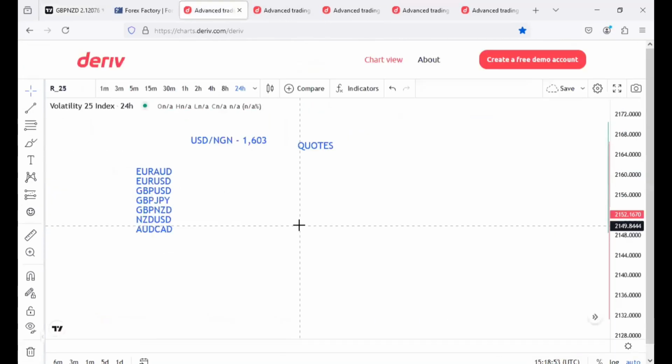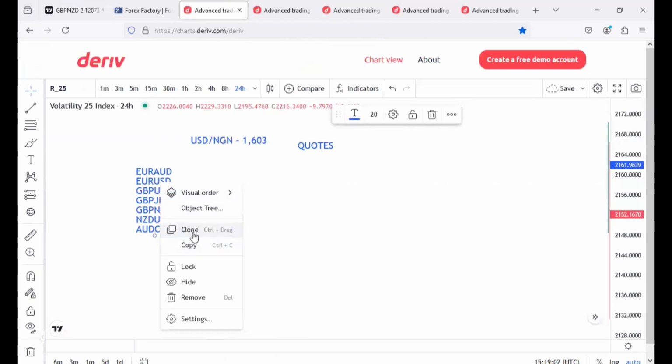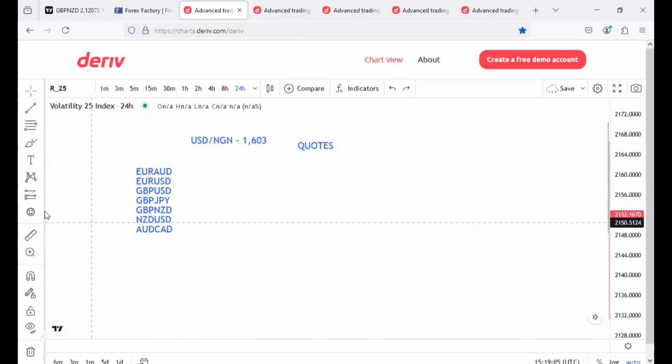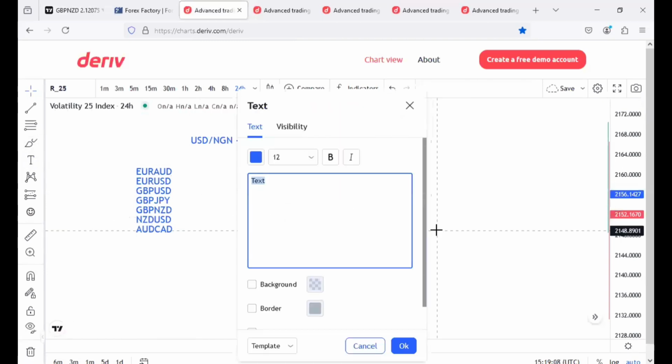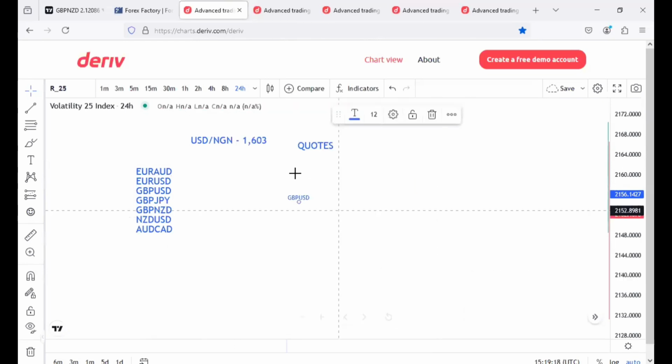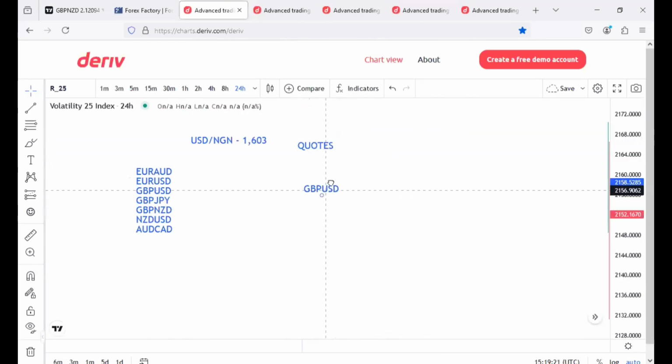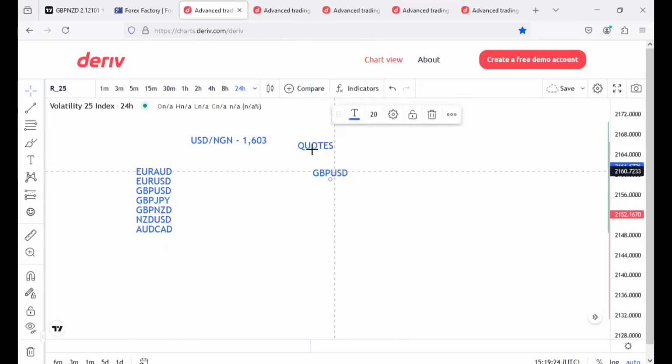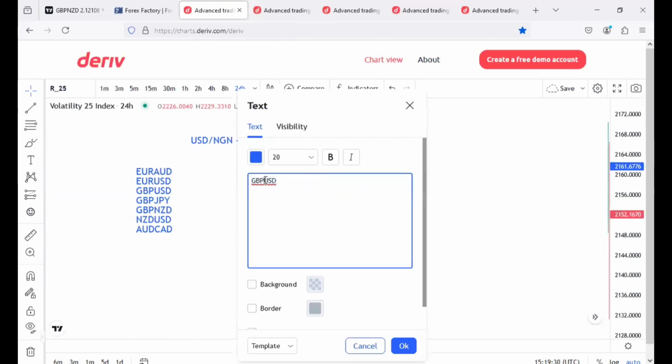What else? So when the currency pair is bullish, let's go back to this now. Let me use this as an example. Let me use another one. Let me use GBPUSD. So when the currency pair is bullish, remember I already told you this is the base and this is the quote. Let me put the line in between.